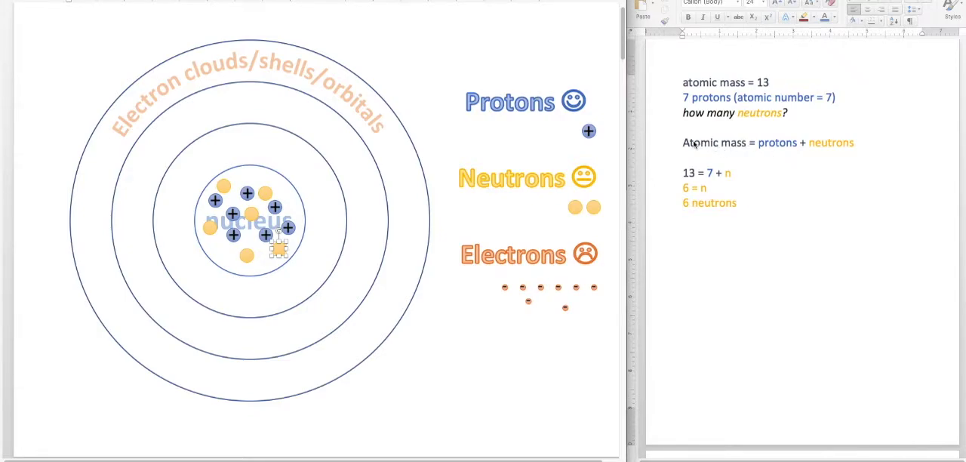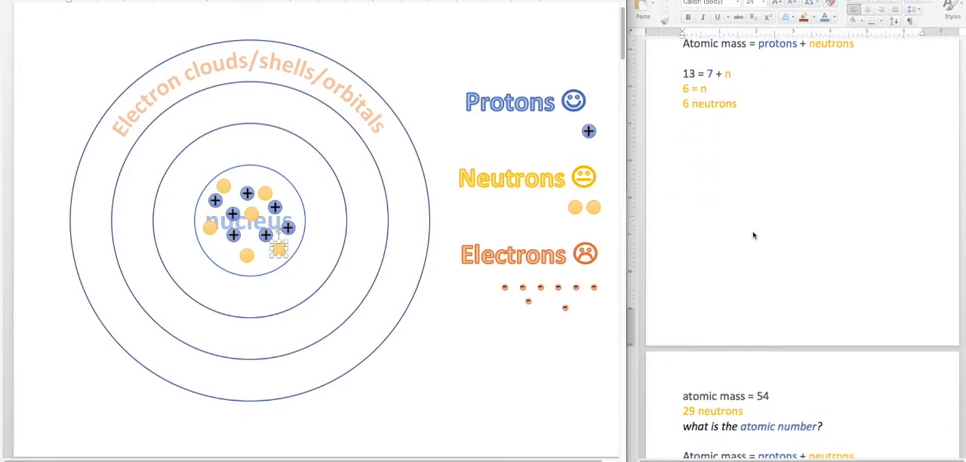To get there using the equation, you'd plug in 13 for the atomic mass, 7 for the number of protons, and then solve for the unknown number of neutrons. So then we'd need to subtract 7 from both sides, which would give us 6, and of course, same answer, 6 neutrons.